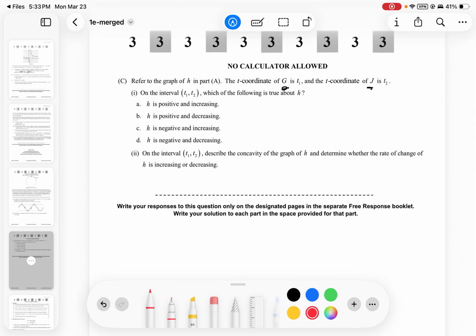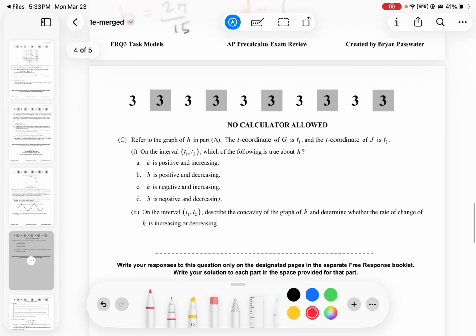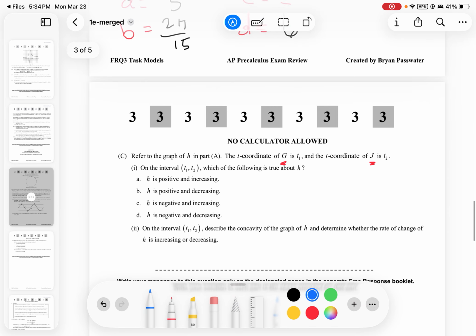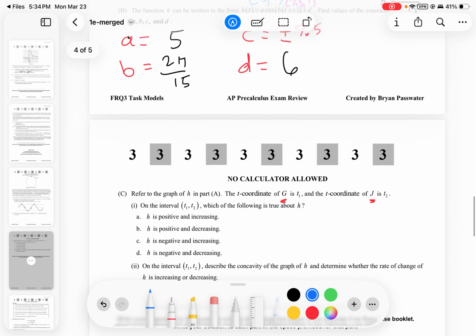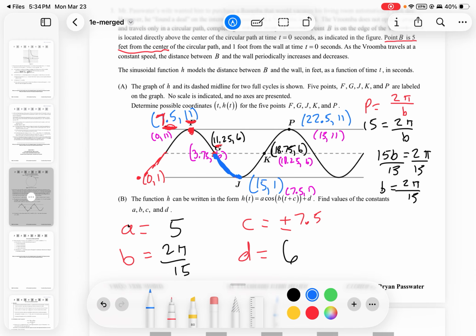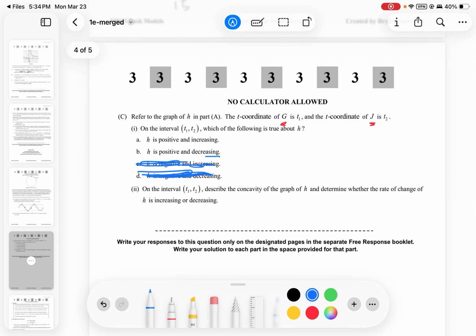Okay, even if you really struggled with this one, everyone should always get C correct. Everyone. From G to J, those are the points that we're looking at. So let's come up here and let's look from G to J. I'm actually going to use blue. So from G to J, what is it? Well, it's positive because it's above the x-axis. If the y values are positive, it's positive. So I already know it's not negative. And is it going up or down? Well, it's clearly going down. So it's positive and decreasing.